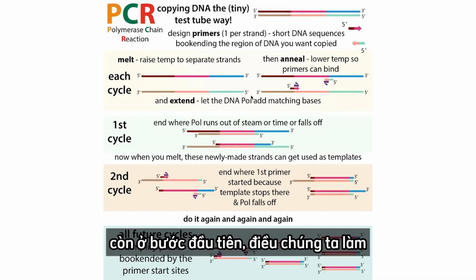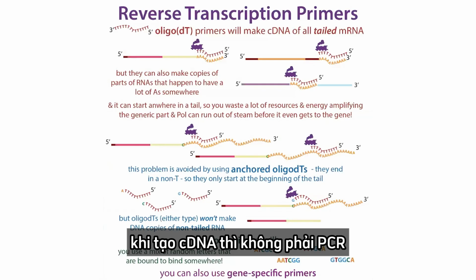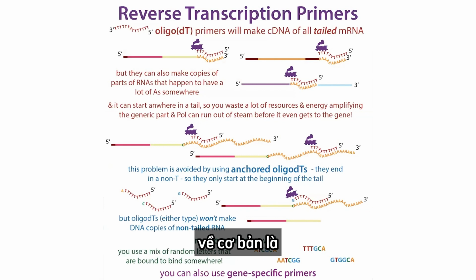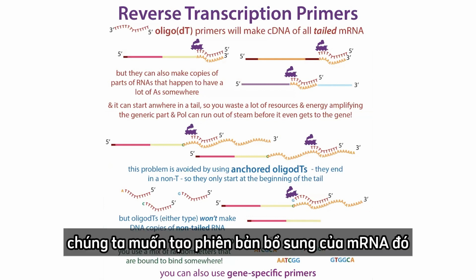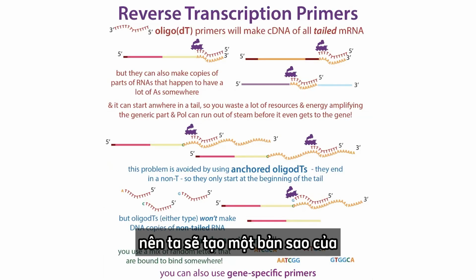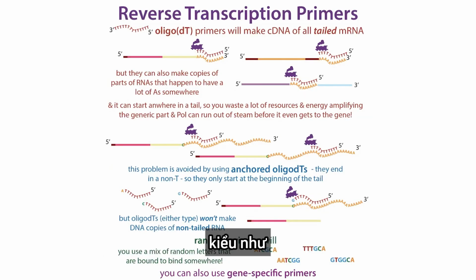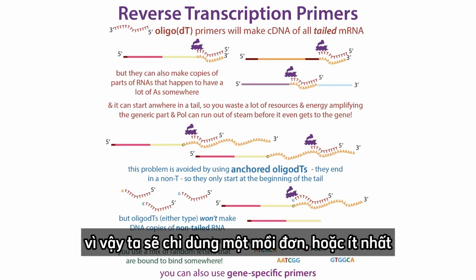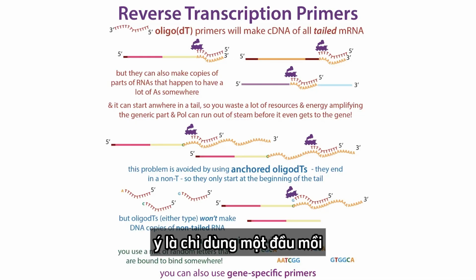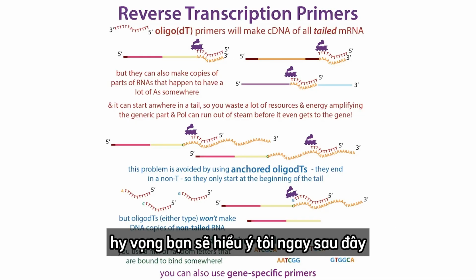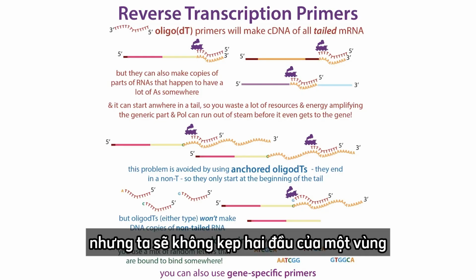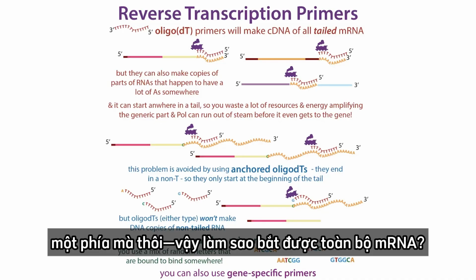The first thing we're doing when we're using cDNA is not PCR. What we're doing is first strand synthesis. So basically we want to make a complementary version of that messenger RNA. And so we're going to be making a replica of the template strand. But we need to tell it where to start. So we're just going to have a single primer, or at least one end of the primer. You'll see what I mean in a second, hopefully. But we're not going to be bookending a region. We're just going to have one side of it.